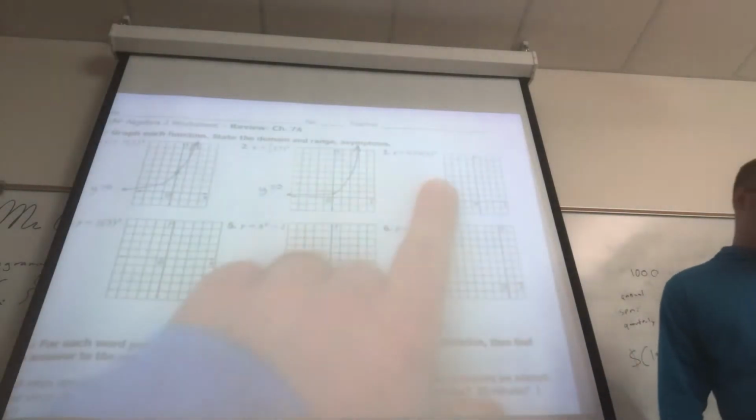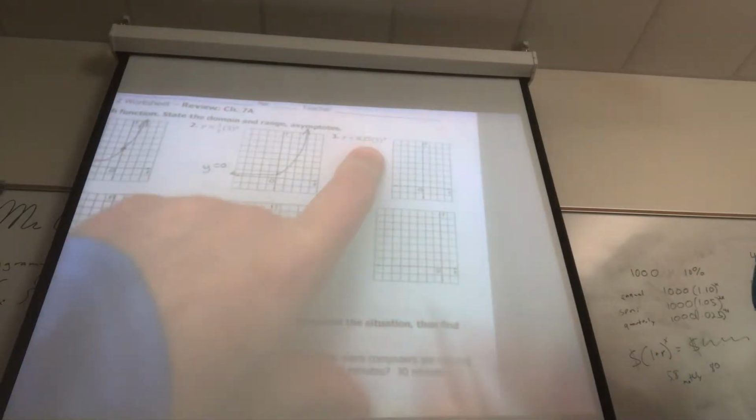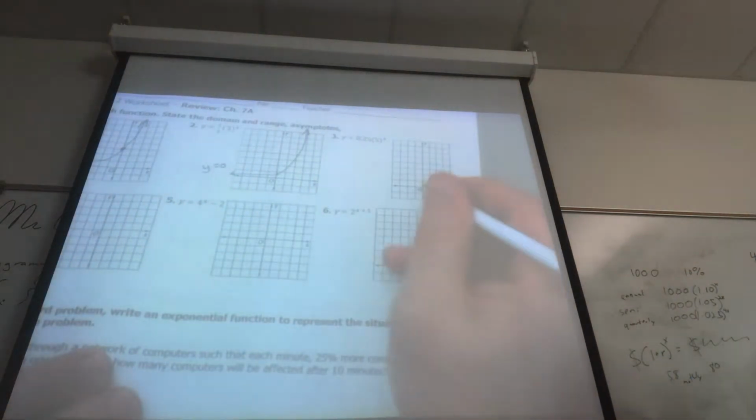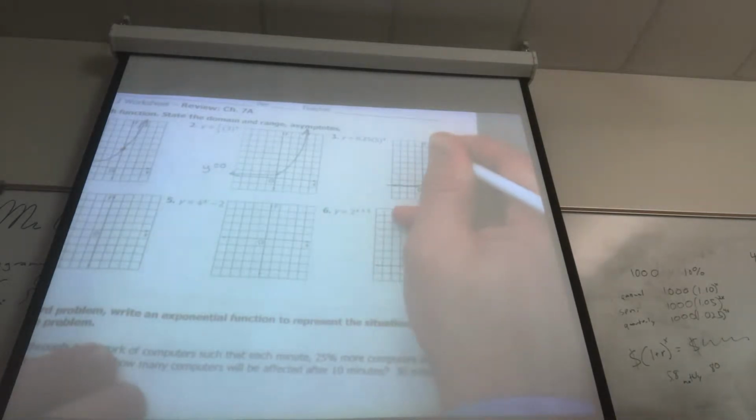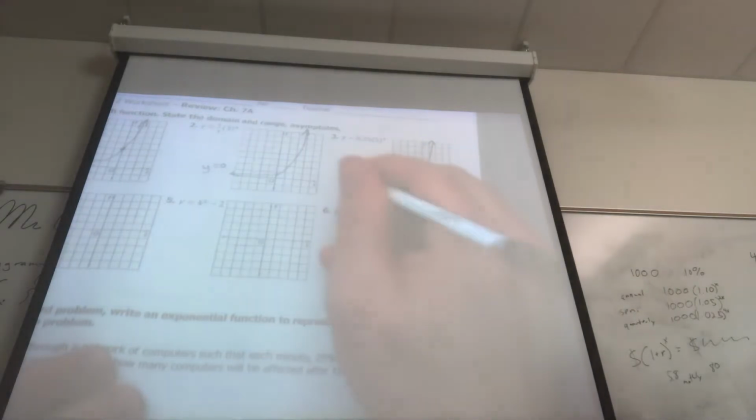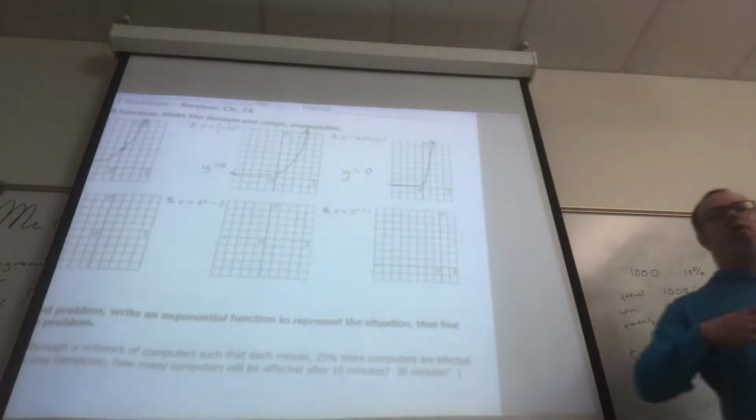All right? This one, same kind of thing. When it's 0, 5 to the 0 power is 1 times 0.25. We're right here. It's a much more extreme curve because it's 5. But again, y equals 0 is our asymptote.